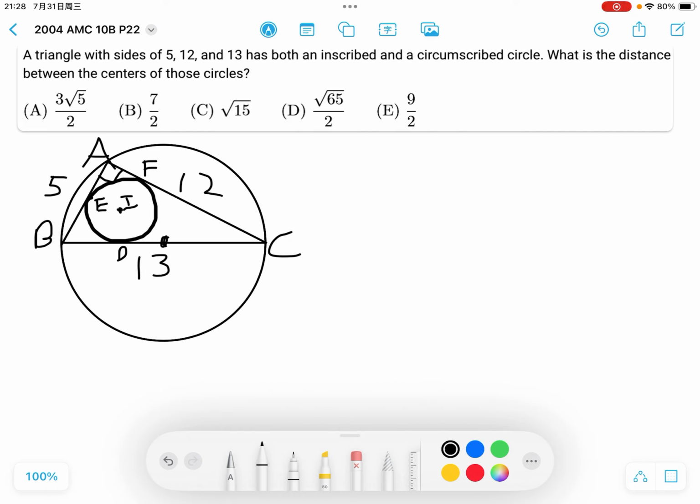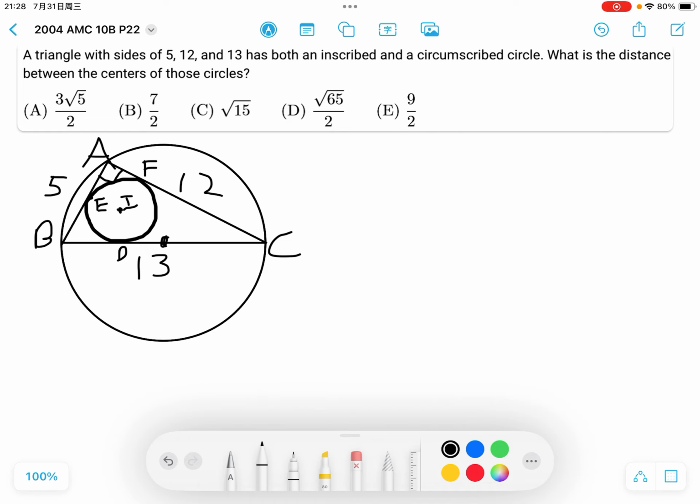If you're not familiar with the Pythagorean triples, you should memorize the first few, like 3, 4, 5, 5, 12, 13, etc. So if you see 5, 12, 13, your instinct should be that my triangle here is a right triangle, because 5 squared plus 12 squared is equal to 13 squared. So triangle ABC, which I've drawn here in the graph, is a right triangle.